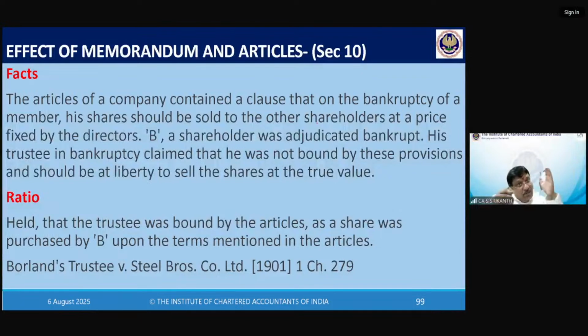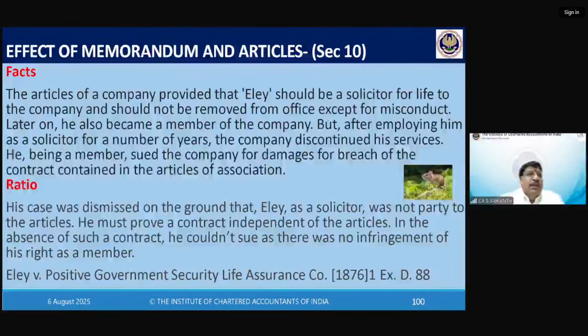Because the articles are a contract between the company and every member, and members inter se. B was a member. Now he is no more, but the estate continues to be bound by the articles. And the bankruptcy trustee is only executing the estate. He is not doing anything else. Okay, I hope this is clear.